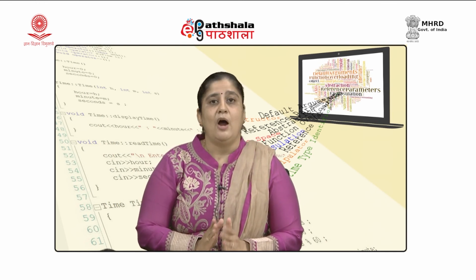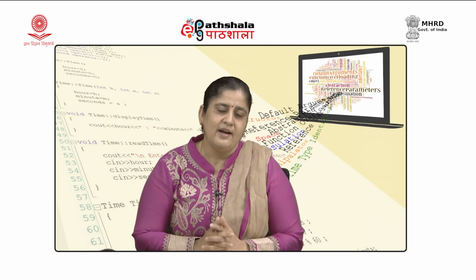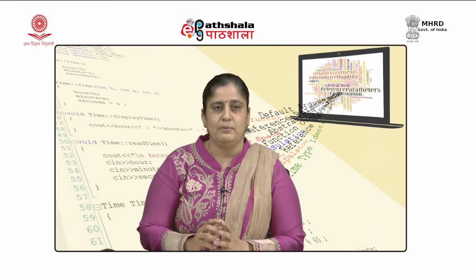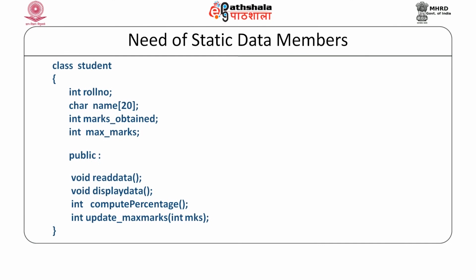Before we discuss how to define a static data member, let us understand why we need a static data member. Let us try to understand it with the help of an example. Here you see that we have defined a class student, and this class has data members like roll number, name, marks obtained and maximum marks. And it has member functions read data, display data, compute percentage and update max marks. When we discuss more about static data members, you would understand the need for this particular function.